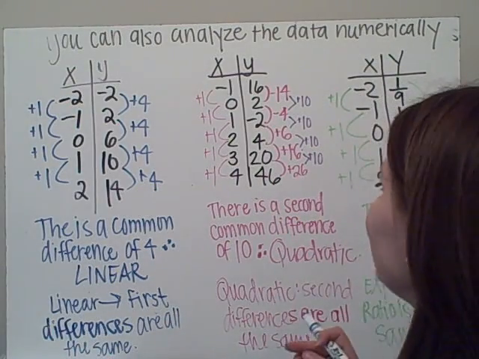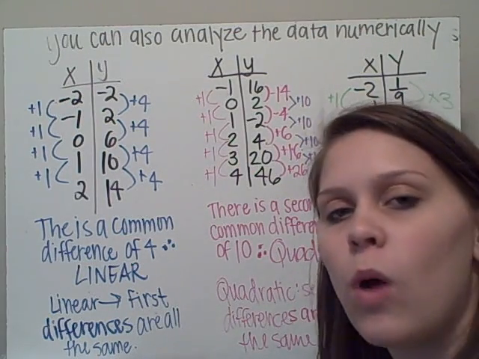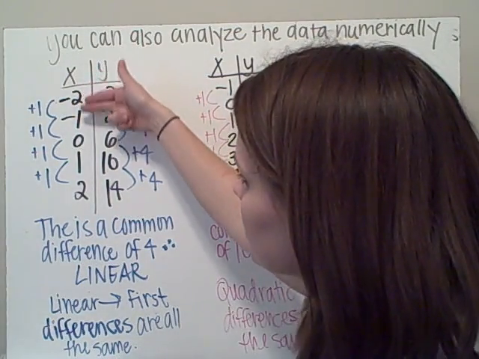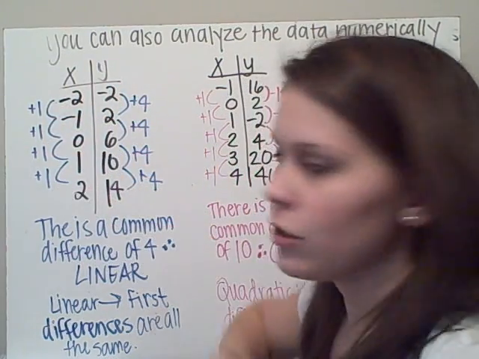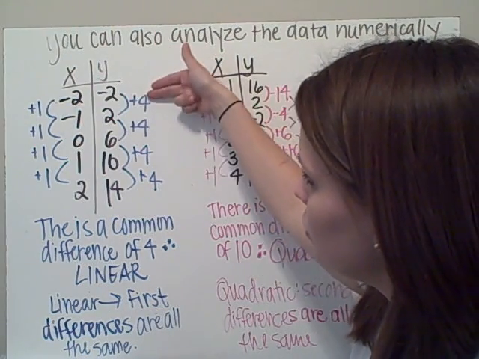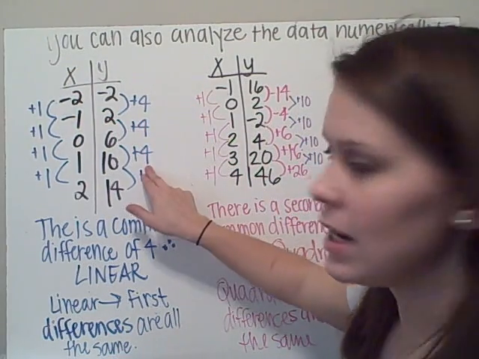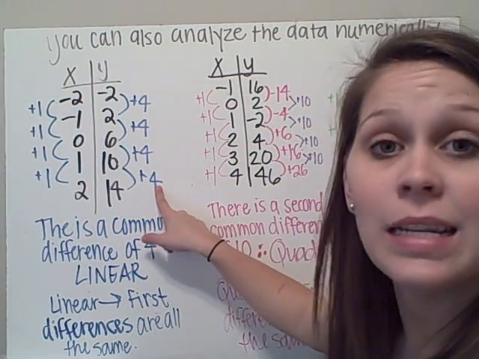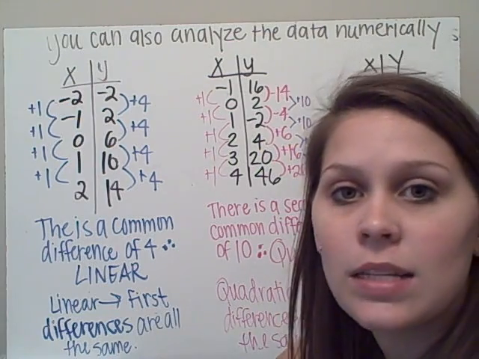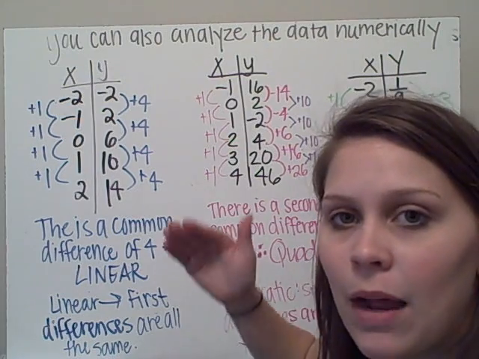We can also analyze data numerically and determine whether it would be perfect for a quadratic, a linear, or an exponential. So if we look at this first table, we look at the x values, and all of these x values are increase by 1 unit every time. Then we look over here: negative 2 to 2 is a positive 4, 2 to 6 is a positive 4, 6 to 10 is a positive 4, and 10 to 14 is a positive 4. So the common difference between each of these is a positive 4, which means that it is increasing on our graph the same amount every time.